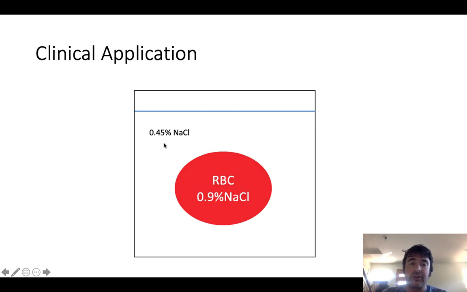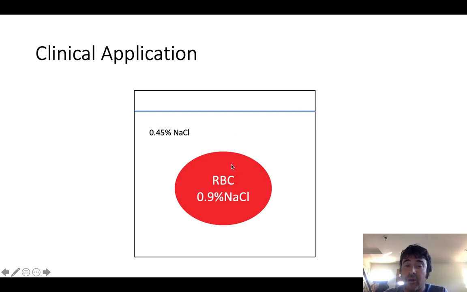Another way to look at this is if the solution has 0.45% sodium chloride, then that solution would be 99.55% water. And inside the cell, if it's 0.9% sodium chloride, that solution would be 99.1% water.